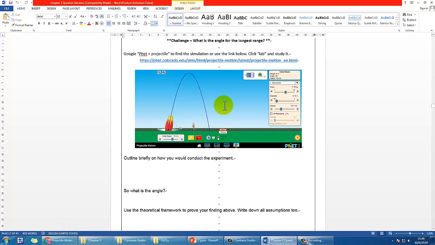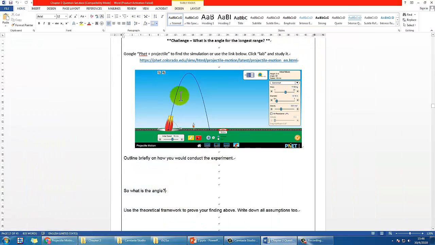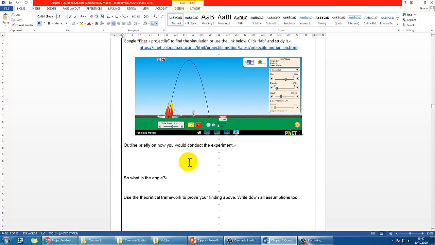What I want you to find is, imagine you can adjust the angle without changing anything else, without the presence of air resistance. What could be the angle for the longest range? The range means horizontal displacement, so how far you can shoot. What angle should it be? I'll give you some time, and try to also write down how you conducted the experiments, and what you found out at the end, what the angle is.